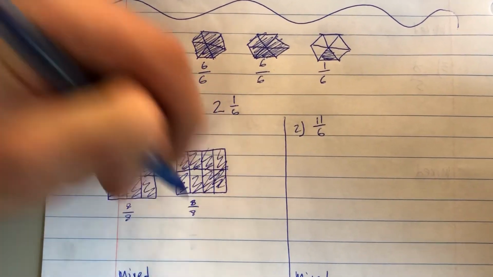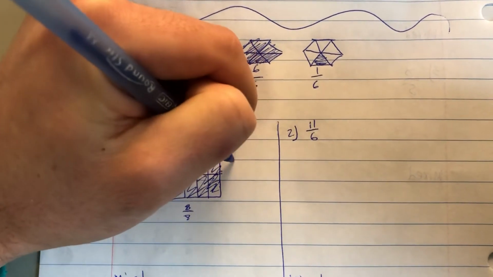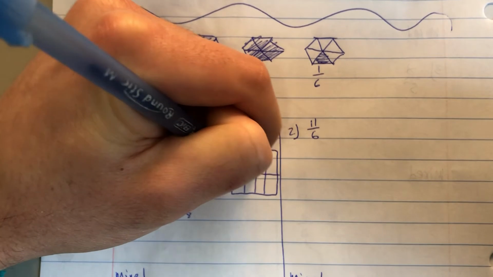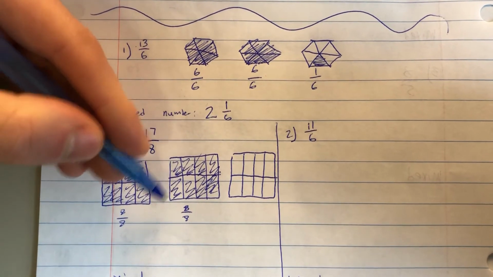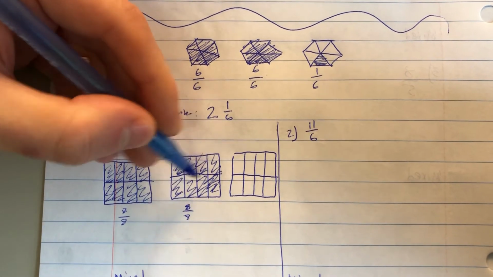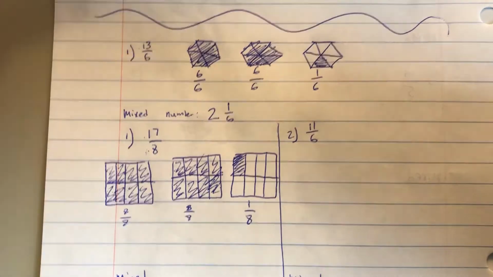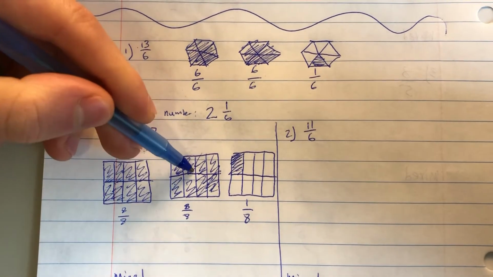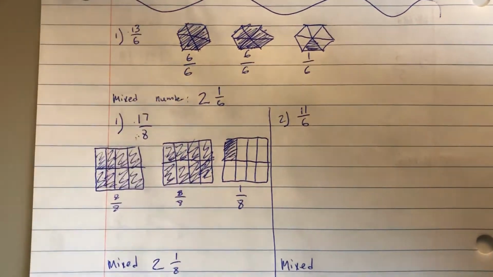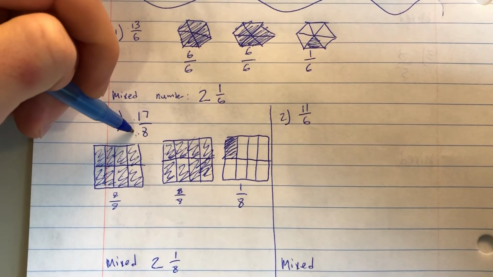So now I have 8/8 here. And I need to make one more box because I have 16/8 and I haven't gotten to 17 yet. So I need to make one more box. And now I need to shade in just one more eighth. Now I have 17/8. And this shape is 1/8. So now I can count up my wholes, 1, 2, just like I did up there. And then I can count my 1/8 right here. My mixed number is 2 and 1/8. The key is to make shapes that have your denominator.